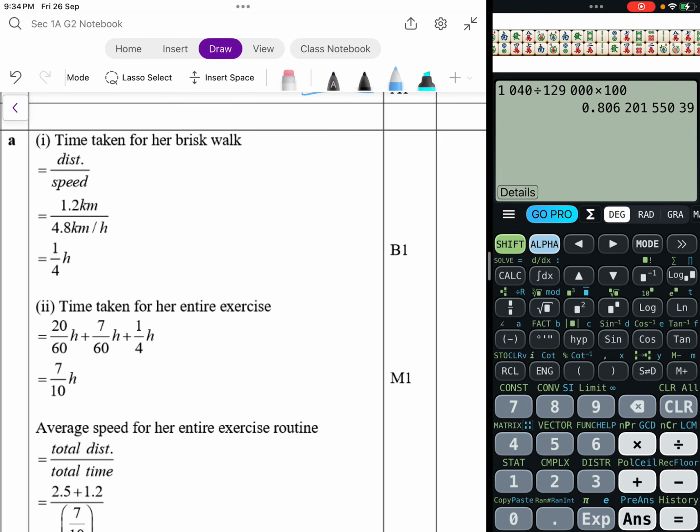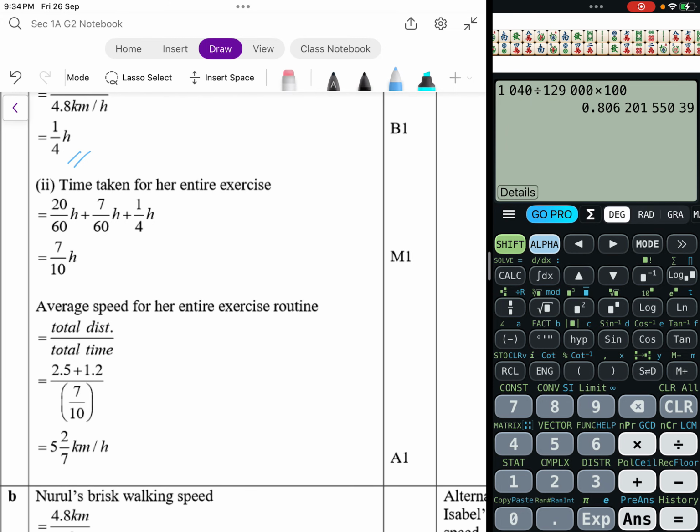Okay, next one. Noru runs 2.5 kilometers in 20 minutes. She rested for 7 minutes before doing a brisk walk for another 1.2 kilometers at a constant speed of 4.8 kilometers per hour. Calculate the time taken for her brisk walk in hours. This one is just the brisk walk, so she walks 1.2 kilometers at a constant speed of 4.8. So distance over speed to find time. This is the time she took for her brisk walk.